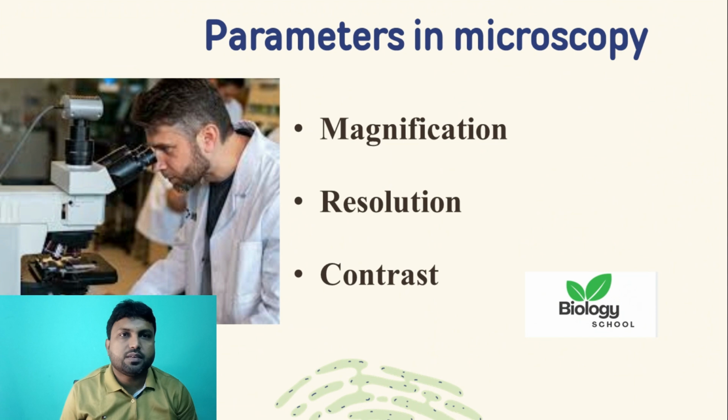The parameters that are commonly used in microscopy, it is important to know in detail what kinds of parameters are used in a microscope. The first one is magnification, the second one is resolution, and the third is contrast.